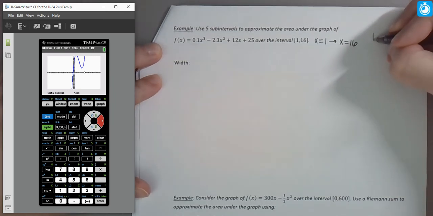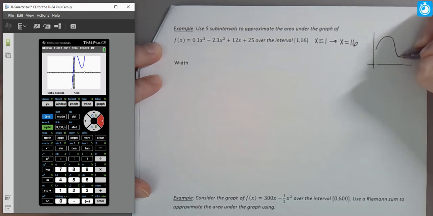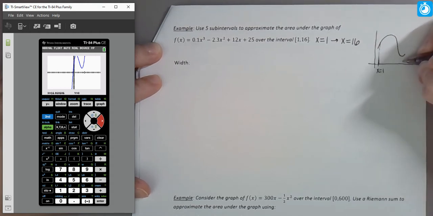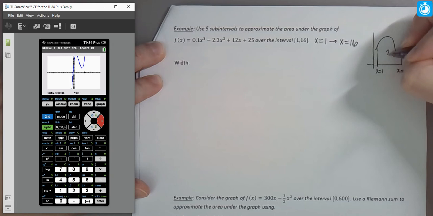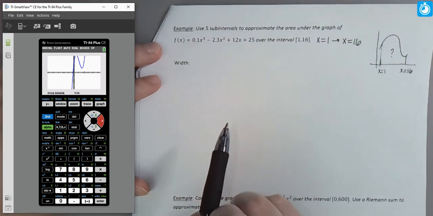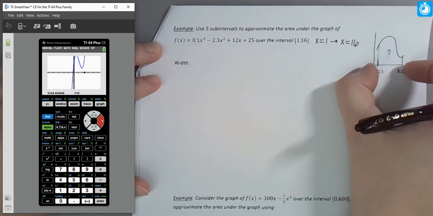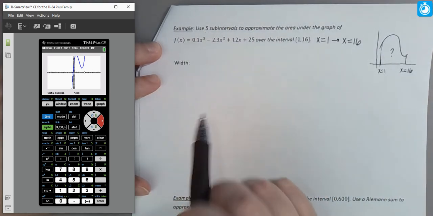So if I were to just sketch roughly what we're looking at, here we go. We're essentially looking at something like, looks like maybe something about like that, going from x equals 1 to x equals 16, which is somewhere over there. And so the question is, what is the area under the graph between x equals 1 and x equals 16? So in order to approximate this area, we've been told we want to use 5 subintervals. In other words, we're going to take this whole span from x equals 1 to x equals 16. Notice they are 15 units apart. And we want to break that down into 5 subintervals, hence 5 rectangles.